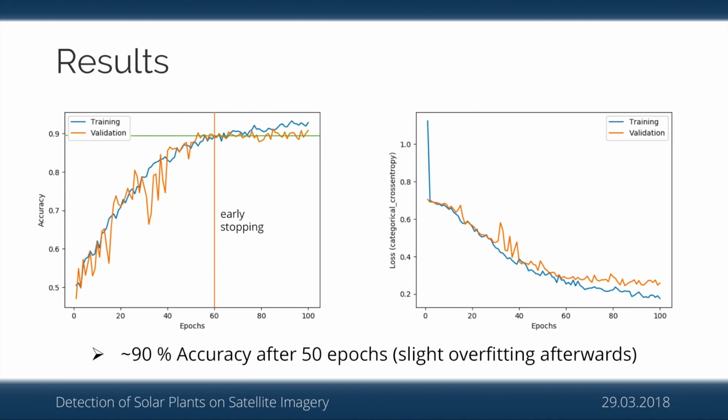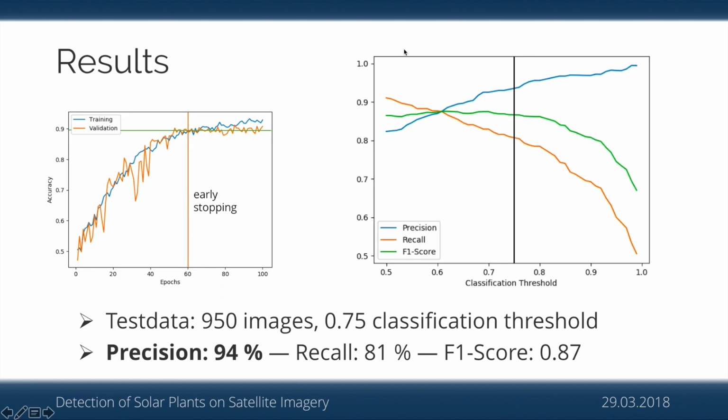Coming to the results, we saw that the model performed quite well during the training. After about 50 to 60 epochs, we achieved 90% accuracy on the validation data. Afterwards, we saw slight overfitting, which can be seen in the accuracy gain and loss decrease. So we decided to stop early at about 60 epochs and use the model where no overfitting is present.